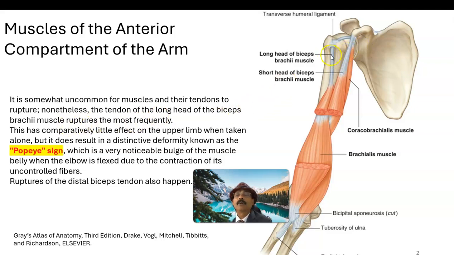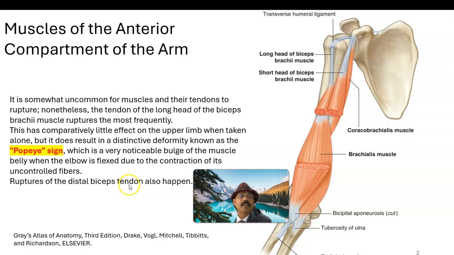It goes through the intertubercular groove here, or bicipital groove. This has comparatively little effect on the upper limb when taken alone, but it does result in a distinctive deformity known as the Popeye sign. When this tendon is ruptured, we get a Popeye sign here, a swelling, which is a very noticeable bulge of the muscle belly when the elbow is flexed due to contraction of its uncontrolled fibers.